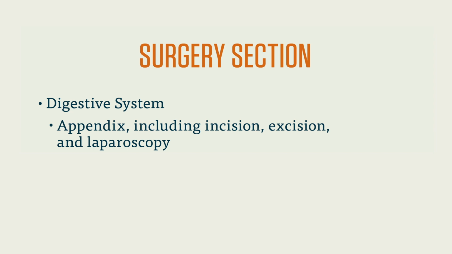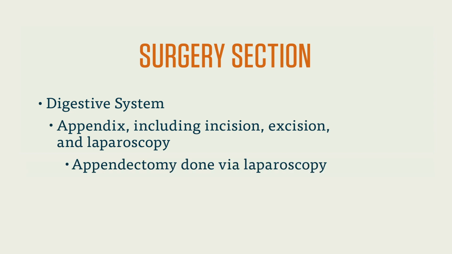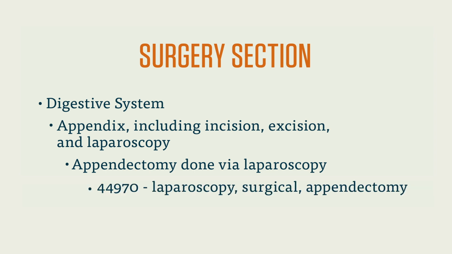Let's move to surgery. The surgery section is relatively straightforward. We find the procedure we want by the area of the body it's performed on. In our case, we turn to the digestive system. Recall that the appendix is attached to the large intestine. There we'd find codes for the appendix, including incision, excision, and laparoscopy. We're looking for an appendectomy done via laparoscopy, so we'd look at laparoscopy codes and we'd select 44970, laparoscopy surgical appendectomy. That's our surgery code.